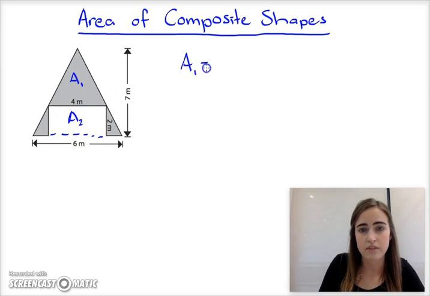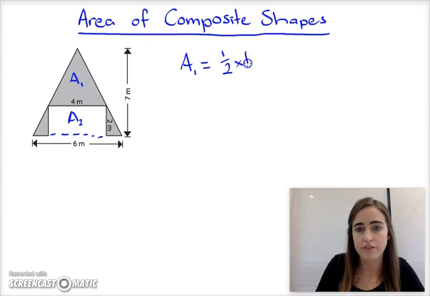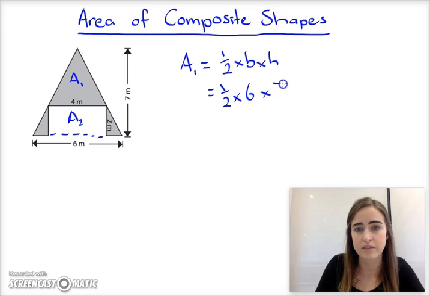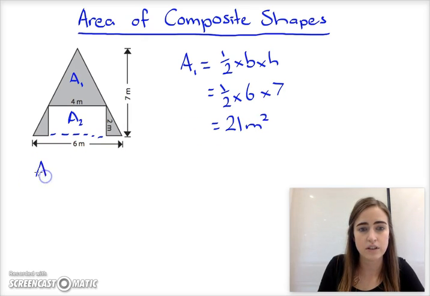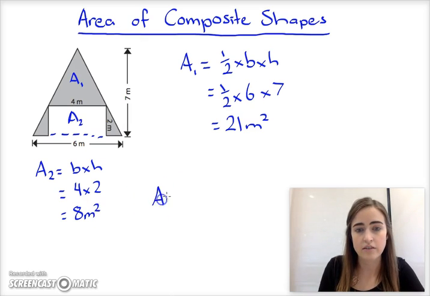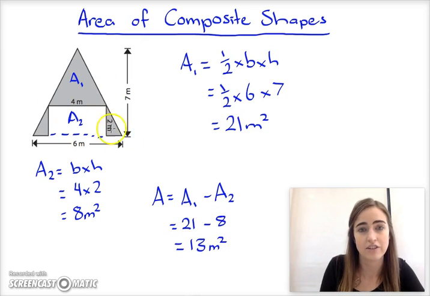So that area 1 would be, again, because it's a triangle, half times base times height, which would be half times 6 times 7, which would give us 21 meters squared. And area 2 is that rectangle down the bottom, which would be just the base times the height, which is that 4 along there and the 2 for the height, so 4 times 2 would give us 8 meters squared. So to find the total area, we're going to go the area of that whole triangle minus the area of the rectangle. So we'd have 21 minus 8, which would give us 13 meters squared for the shaded region in that image.